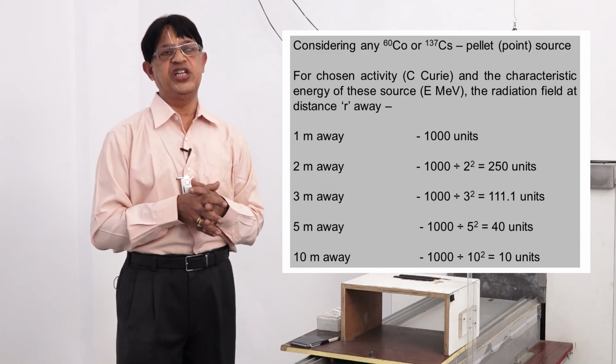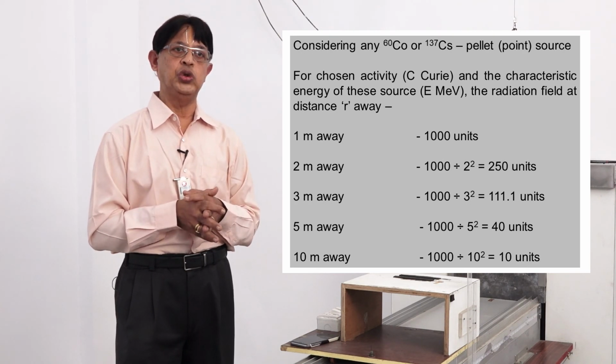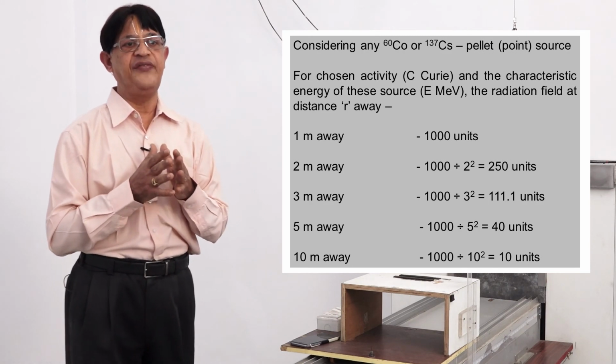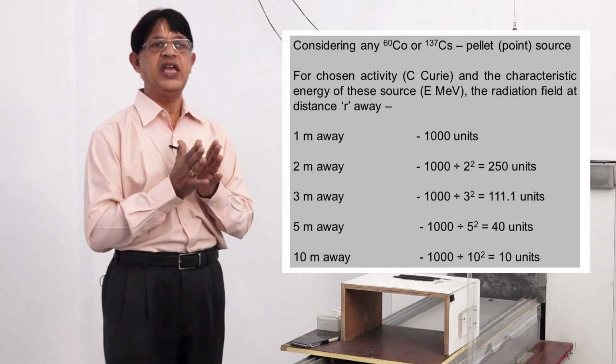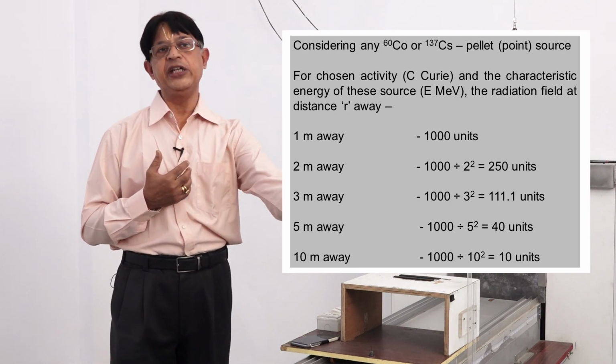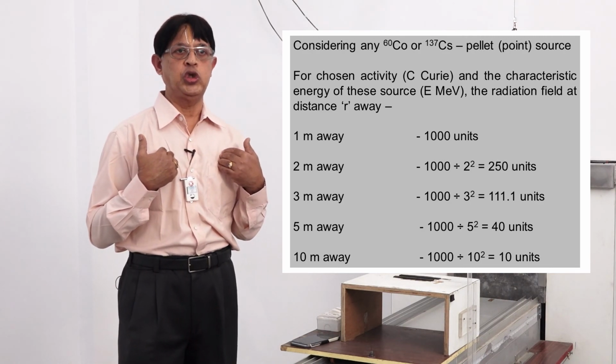As we move away, the radiation field is largely reduced, inversely as the square of the distance. So, we will never make use of any radiation source closer to our human system. We will try to keep it as far away as possible. Thereby, the exposure to the human system will be minimal. Let us go into the practical experiment and then understand this whole concept.